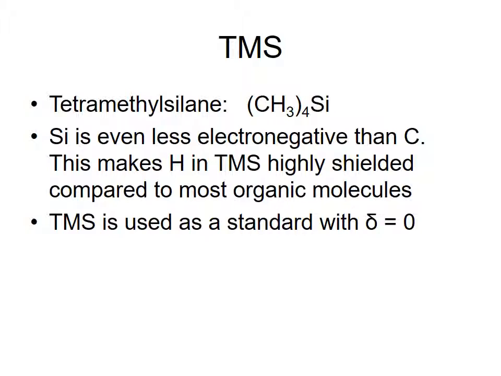This is tetramethylsilane, 4 methyl groups on a silicon. And because silicon is less electronegative, it pushes electrons onto the hydrogens in this and on the carbon. And that is our standard that is used in both carbon-13 and proton NMR.